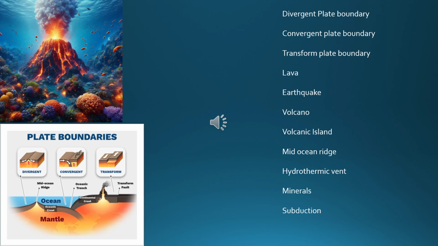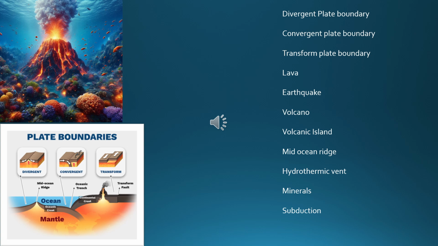Lava is molten rock that erupts from the Earth's crust, when we see, for example, volcanoes. And an earthquake is a sudden shaking of the ground, usually caused when two plates suddenly slip against each other, as we see in convergent plate boundaries. Volcanic islands are islands formed when volcanic eruptions result in the formation of an island or group of islands, for example, Iceland. And volcanoes are the part of Earth's crust from which lava erupts. We have the big one in Yellowstone, for example, the supervolcano.